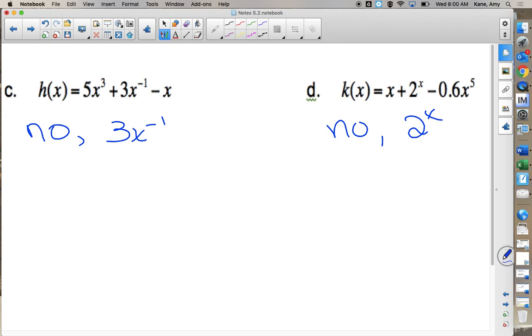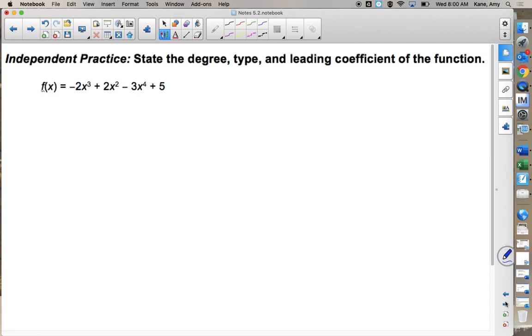So at the top of the next page, just as a little review here, state the degree, the leading coefficient, the type. Maybe put it in order if it's not in order.